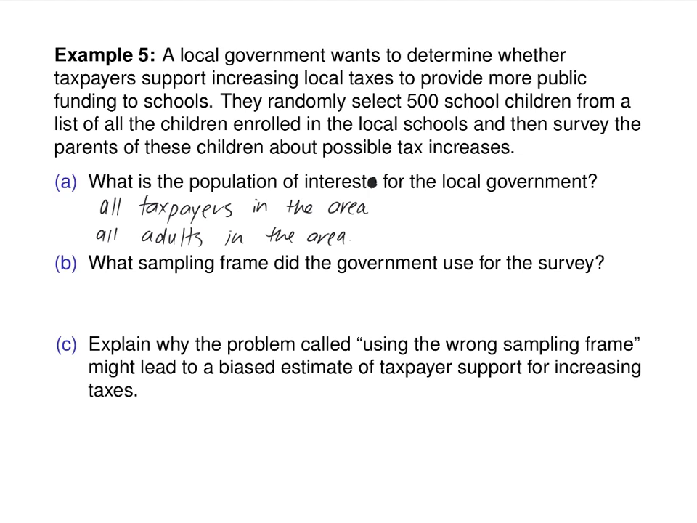What sampling frame? So what this means is, what population did they draw from? Yeah, parents of school children. Okay, that doesn't include parents of children whose kids are not yet in school or have already been through school, right? They wouldn't be included.